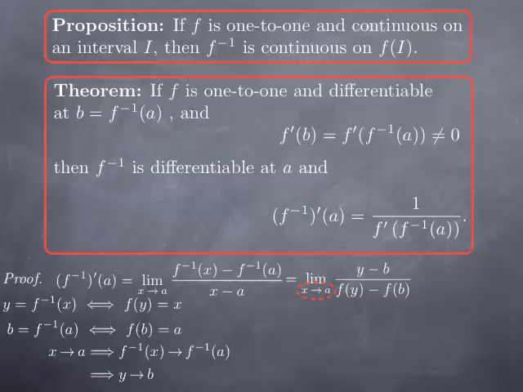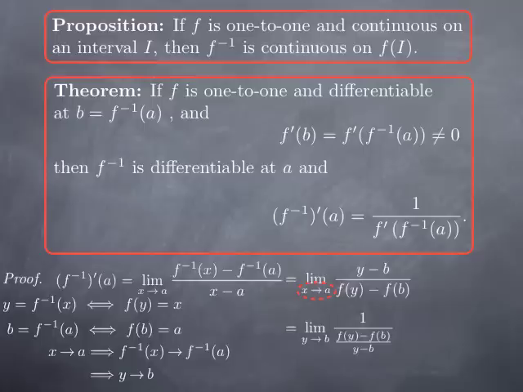So we can rewrite this as the limit as y is approaching b of y minus b over f of y minus f of b, which is really just the reciprocal of f of y minus f of b divided by y minus b. The reason we write it that way is because now at the denominator we have the difference quotient whose limit as y is approaching b is defining the derivative of f at b.